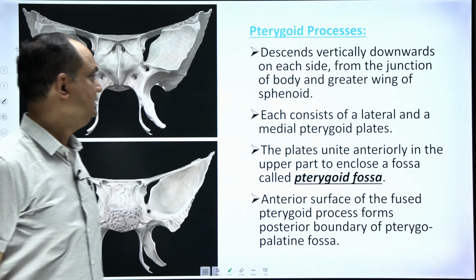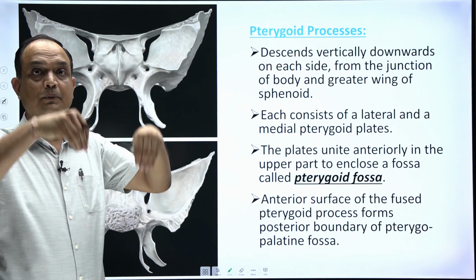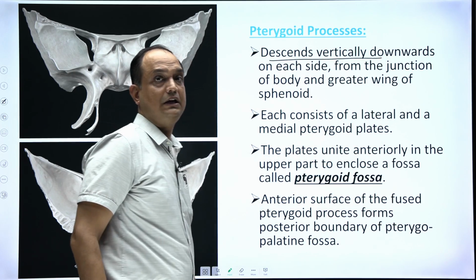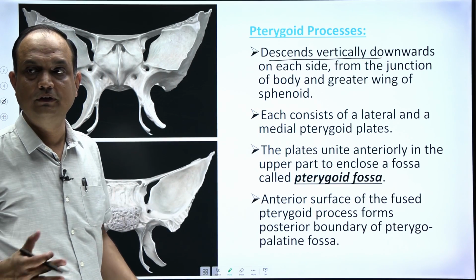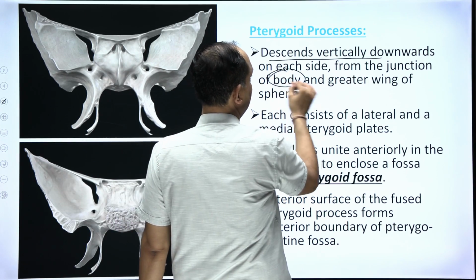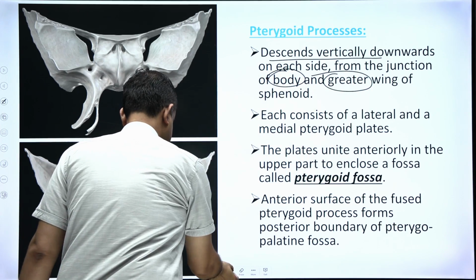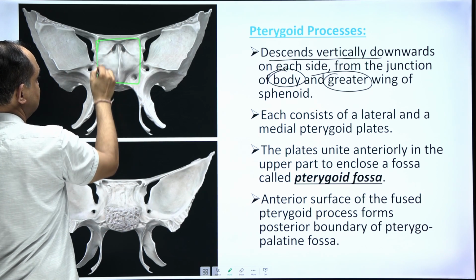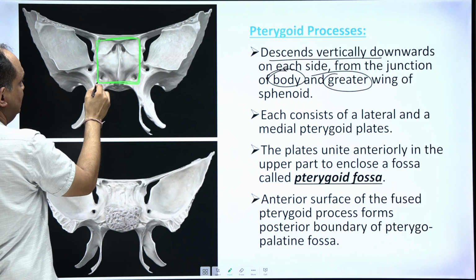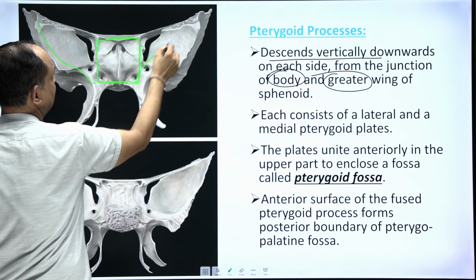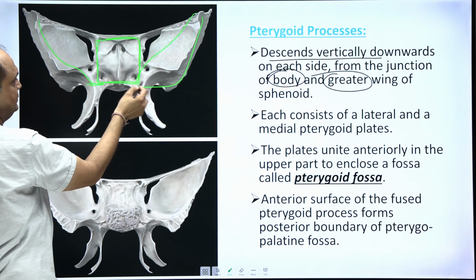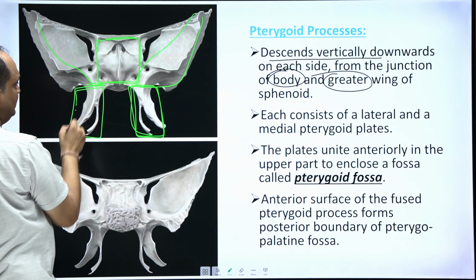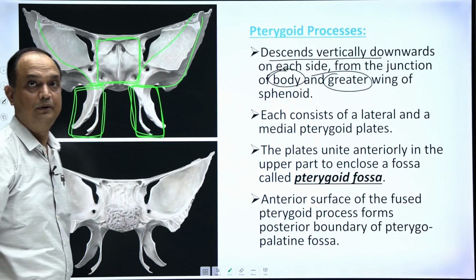Now dear students, when you see the pterygoid process, these are vertical, downward descending projections which come from the junction of the body of sphenoid with the greater wing of sphenoid. In this diagram you will make out that this is the body and this is the greater wing of sphenoid. At the junction of these two, you can see these two projections which are known as pterygoid processes. So pterygoid processes are paired processes.